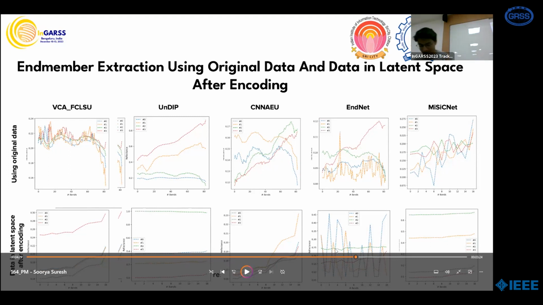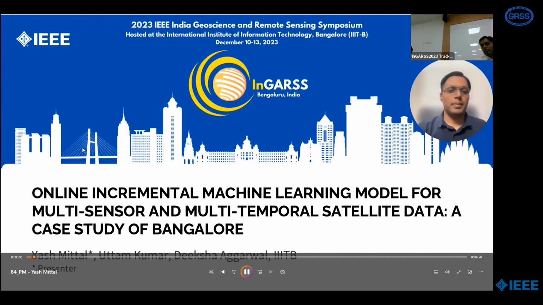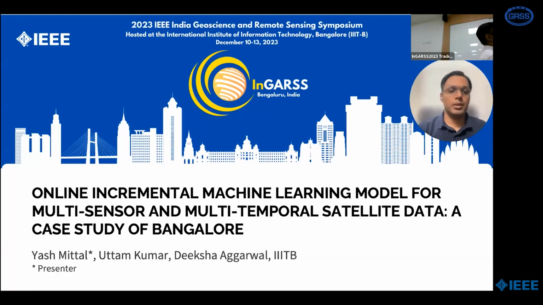Thank you, Surya. We'll move on. So we have paper 84. The authors are Yash Mittal, Uttam Kumar, and Diksha Agarwal. The title is Online Incremental Machine Learning Model for Multi-Sensor and Multi-Temporal Satellite Data, a case study of Bangalore. I'm Yash Mittal, a student of IIIT Bangalore, and I'll be presenting the paper Online Incremental Machine Learning Model for Multi-Sensor and Multi-Temporal Satellite Data.